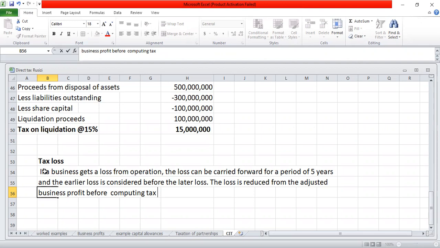And when you are considering the loss, the first loss or the earlier loss is considered before the latter loss. And please, a loss is reduced from the adjusted profit before computing the tax. Before you compute the tax, you should adjust the loss first. I think you saw our pro forma. Before we compute the tax, then we consider the loss.